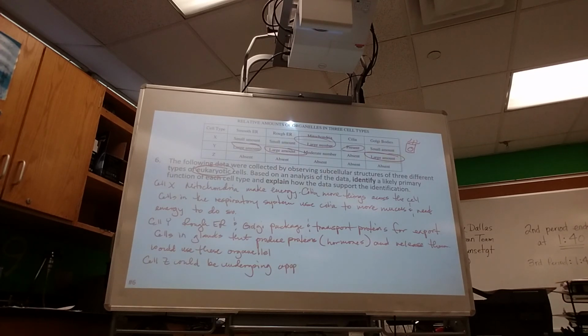Cell Z could be undergoing apoptosis. What is apoptosis? Programmed cell death, and it wouldn't need those organelles.